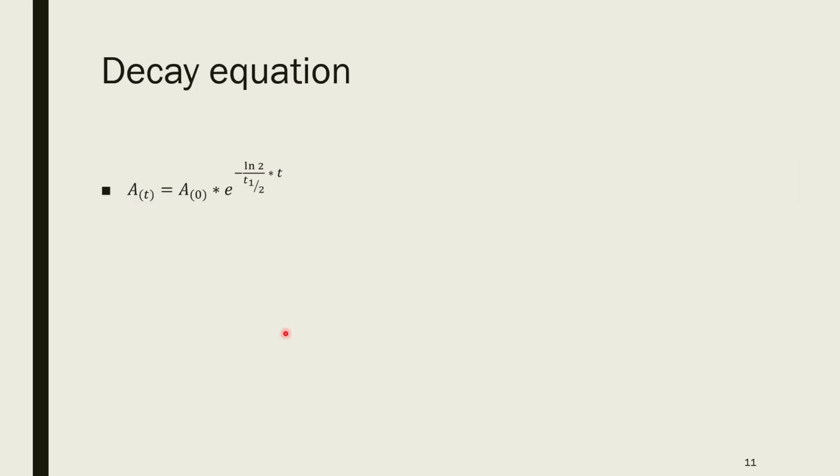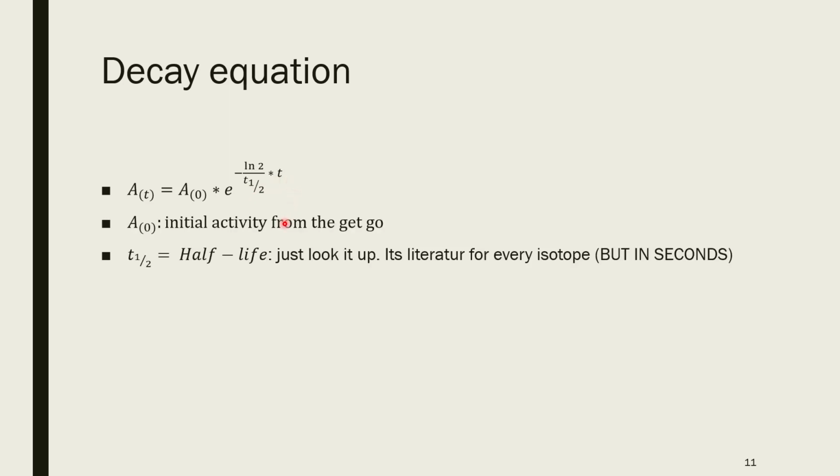Coming to decay equations, this is an equation that you might even use in biology because it just explains exponential growth or decay. In our case, it describes the decay due to this minus sign here. So if you want to have some exponential growth, you would just swap this minus sign to a plus sign. So A(t) equals A0 times e to the power of minus ln2 divided by T1/2 times t. A0 is the initial activity from the get-go. e is just Euler's number.